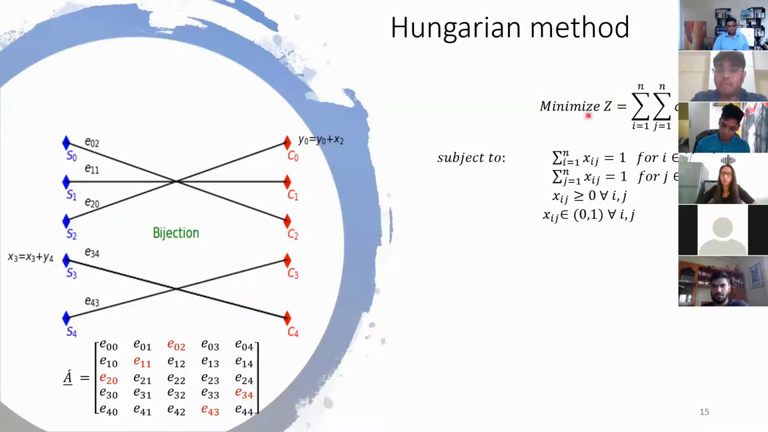And so just to explain this in terms of the linear program, it's required to minimize the objective function, where the values for these variables are restricted to 0 and 1. So this is a binary linear program, and the constraints are such that you can only have one edge connecting a vertex from one set to a vertex of another set.